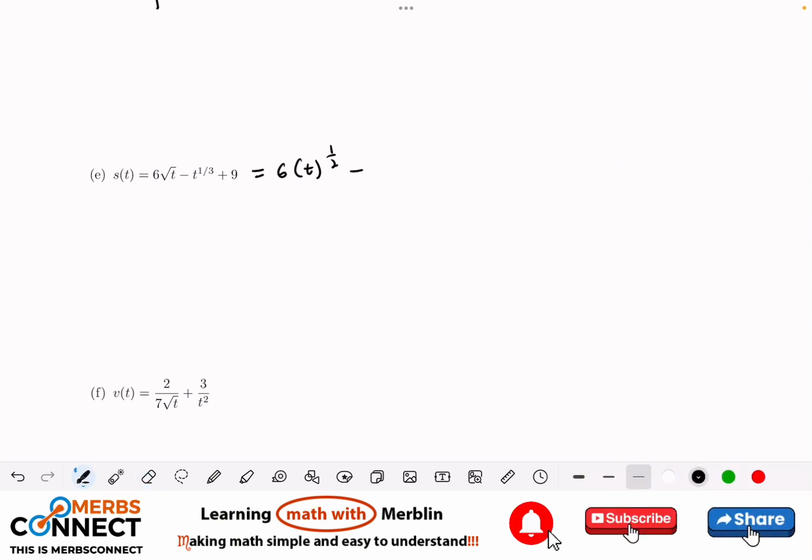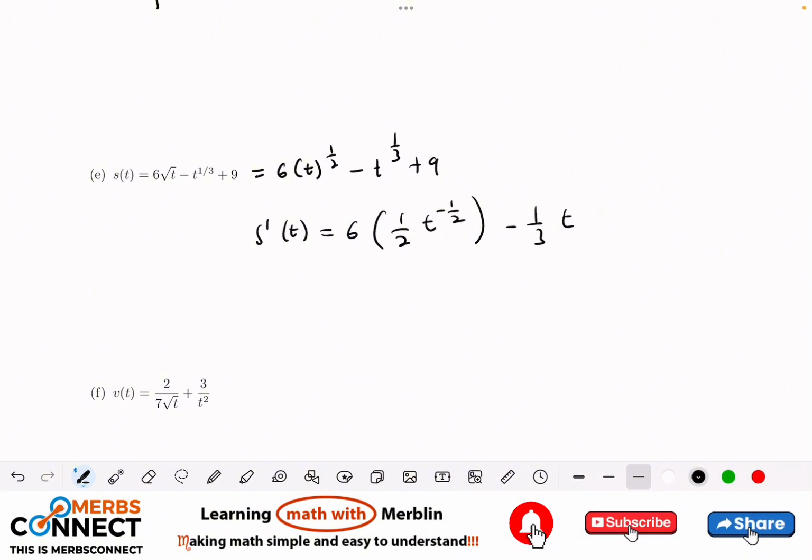Then minus t to the power 1 over 3 plus 9. So what will be s prime of t? Using the power rule, 6 is constant here, so I maintain it out. Using the power rule on t to the power half, half drops down, then half minus 1 will be minus 1 over 2. Close the bracket. Minus 1 over 3 drops down, then 1 over 3 minus 1 will be minus 2 over 3. And when I differentiate 9, then I get 0.